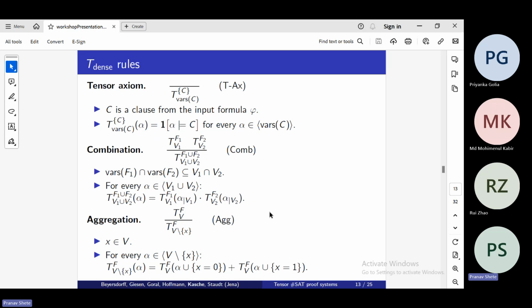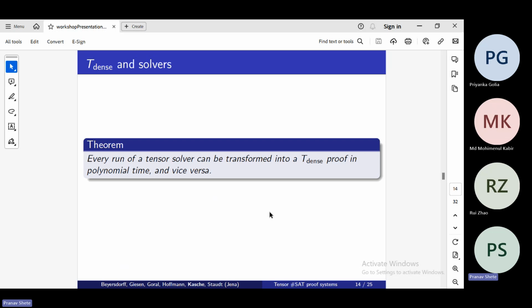Now, here are the precise rules, but I think I will skip the precise details. As it turns out, this proof system can characterize the tensor solver. So every run of a tensor solver can be transformed into a T-dense proof, and the other way around it also works. Every T-dense proof can be converted into a run of the tensor solver without too much increase in size. So it's all polynomial, so we can polynomially characterize our tensor-based solver.